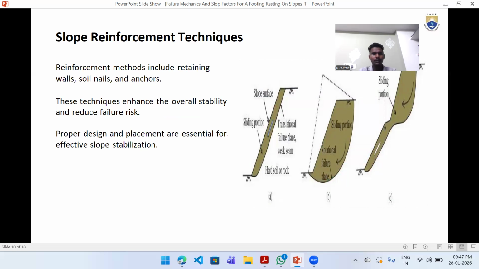Reinforcement techniques. Reinforcement methods include retaining walls, soil nails, and anchors. These techniques improve overall stability and reduce failure risk. Proper design and placement are essential for effective slope stabilization.